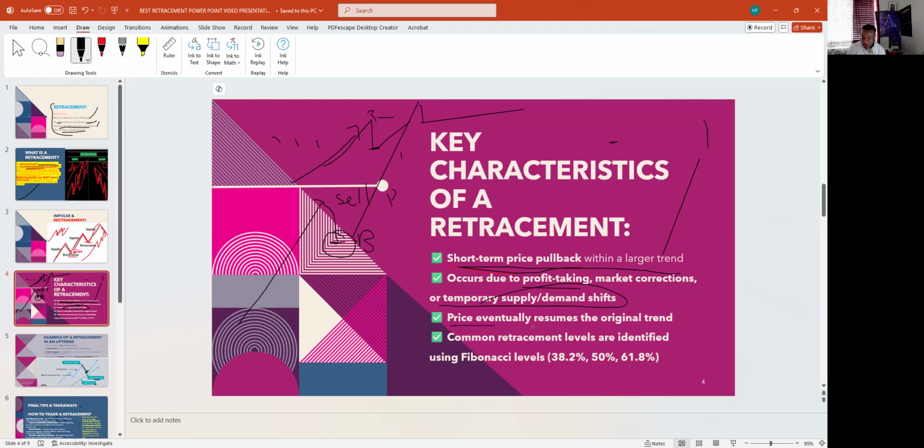So price eventually resumes to the original trend. That means whenever it's going back down, it will resume higher. So common retracement levels are identified. Most of the time, with the retracement, you can really set up your trade to buy at the level.